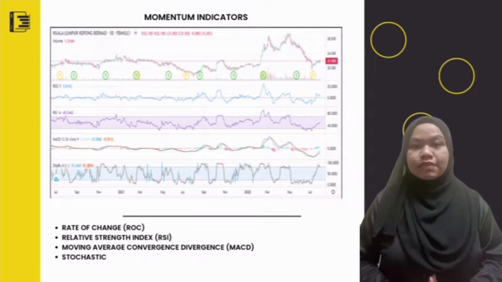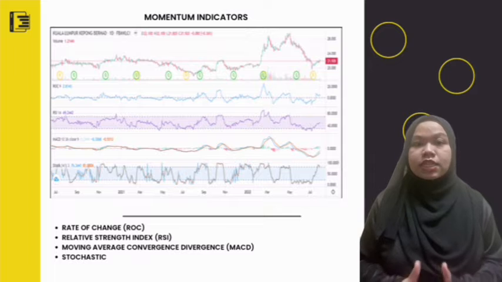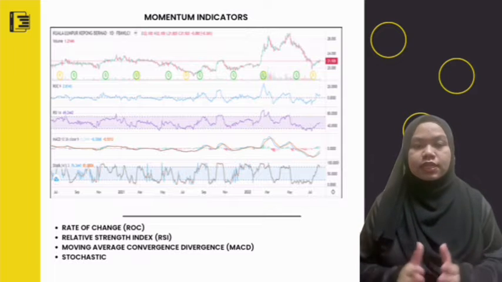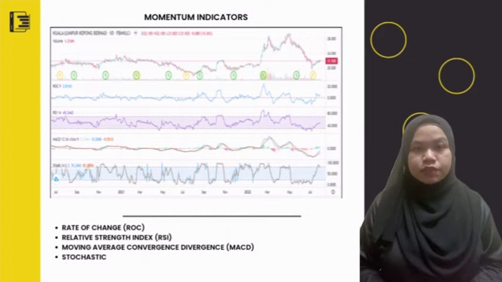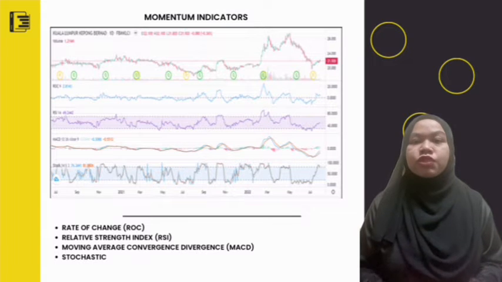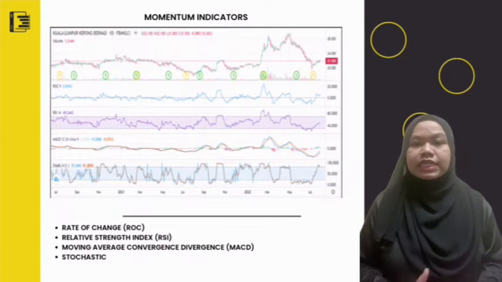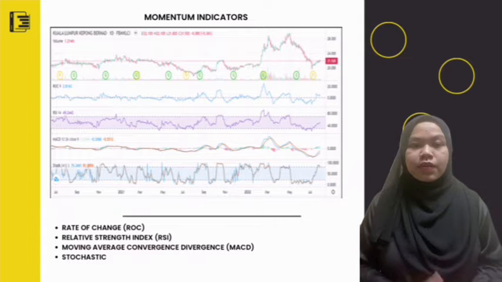The fourth momentum indicator is stochastic. When the indicator reaches above 80%, it means overbought. This is the time for the trader to sell the stock. The example of overbought is in September 2021. Unlike overbought, oversold happens when it reaches 20%. So this is the time for the trader to buy the stocks.